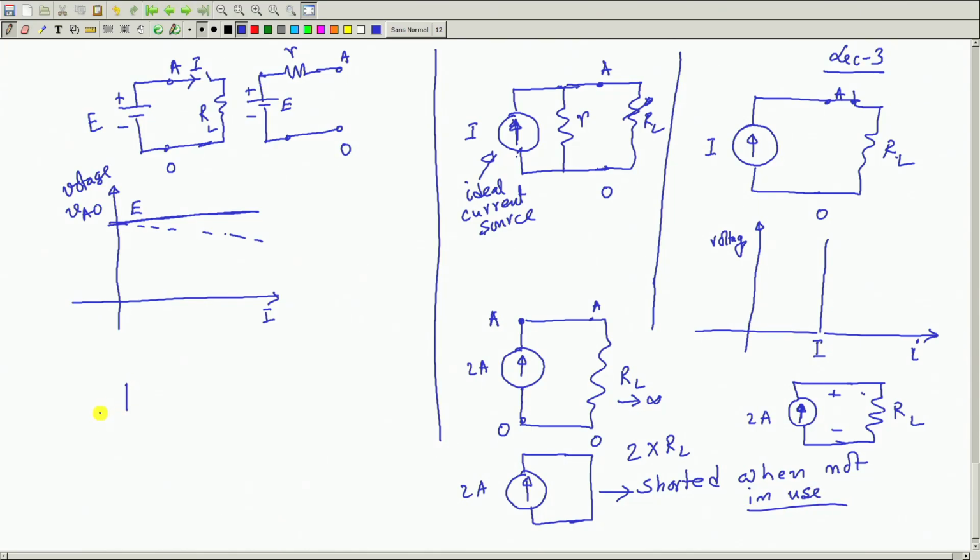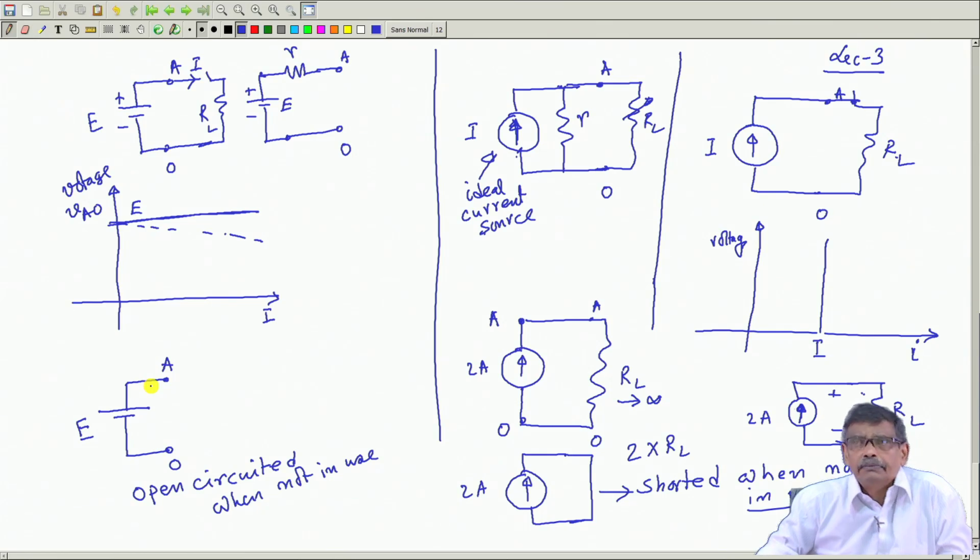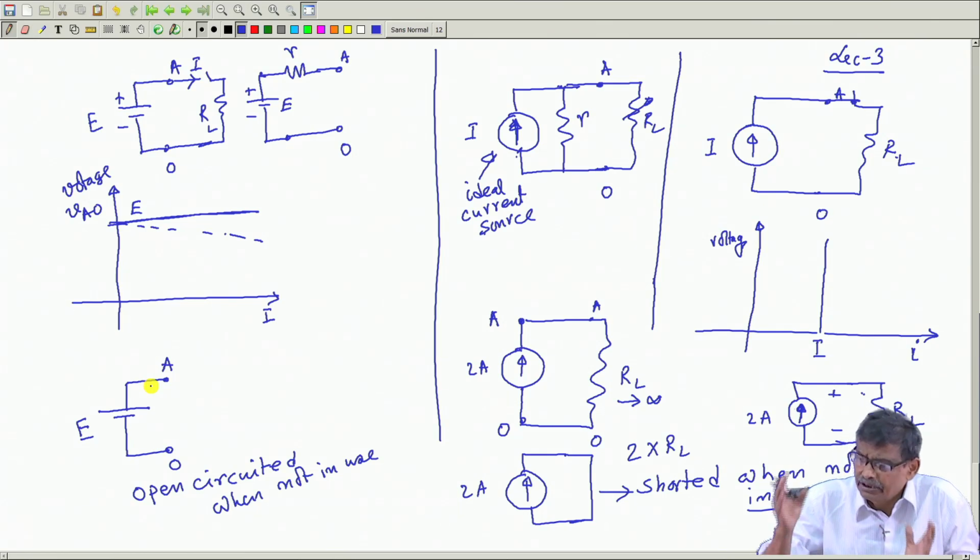An ideal voltage source should be kept open circuited between A and O, when not in use. Because I know what the voltage is. This is the difference between the two, and for that I do not require big theories.